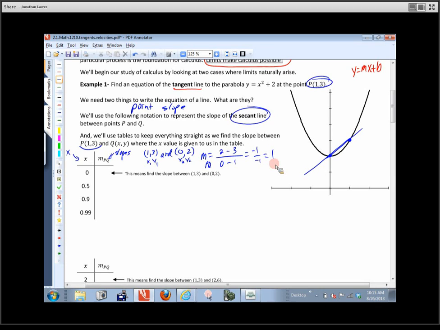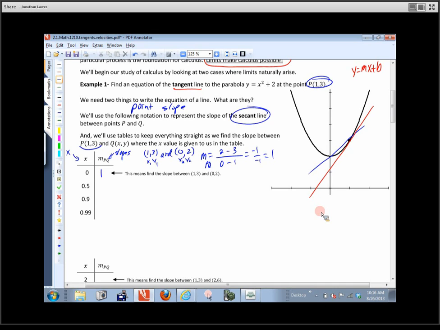Now, to keep things straight, this is the work that I had to do in order to find the answer that goes right here. Because if I'm finding the slope between (1, 3) and (x, y), there's that (x, y) that we found over here, this slope is 1. So if I find the slope between 0 and 1, I get 1. Slope there's 1. Now, is the slope of that blue line a decent estimate for the slope of the red line? It's not very good, right?